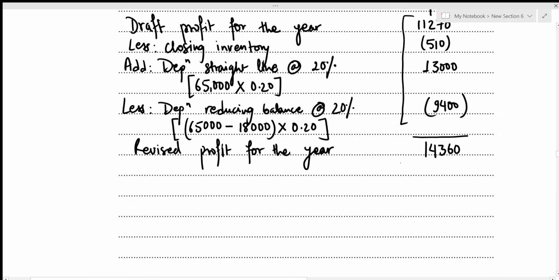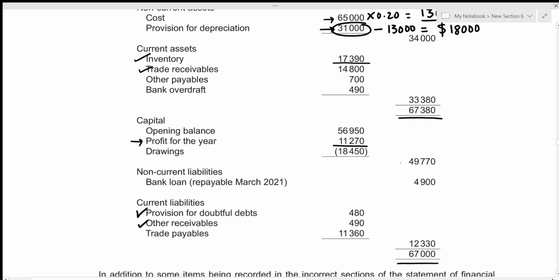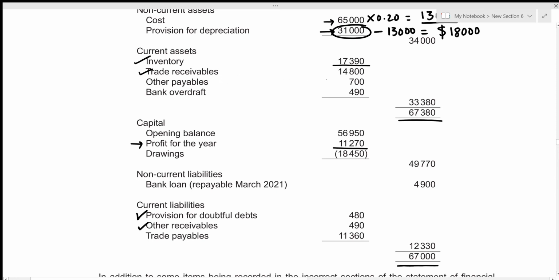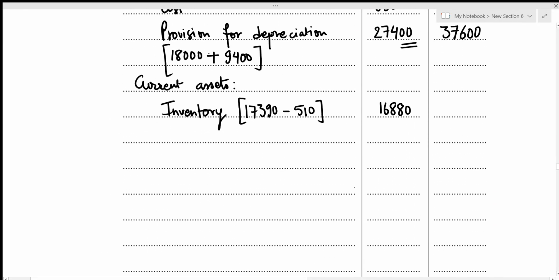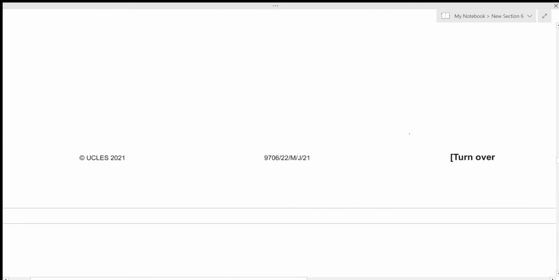Now let's look for the next item. So we are given the trade receivables amount to be 14,800, and we need to subtract the value of the provision for doubtful debts from this amount. So that is just going to be 14,800 minus 480. Let's write that down as well. So the given value is 14,800 and the provision for doubtful debts is 480. This gives us the value of trade receivables to be 14,320.